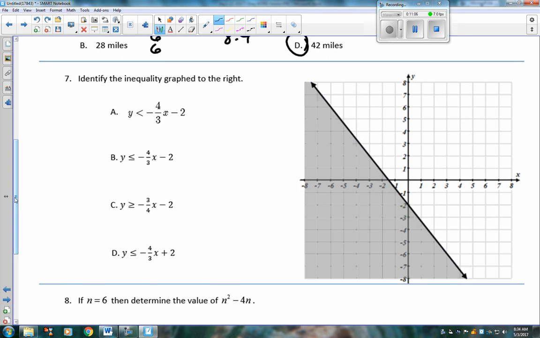Alright, number 7. Identify the graph to the right. What's my y-intercept? Negative 2. So I know it can't be D. What's my slope? Negative 4 over 3. So it can't be C. Now, do I have a solid line or a dotted line? Solid. So it can't be A.